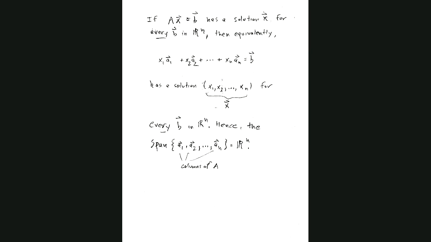So equivalently, since Ax equals B has a solution for every vector B in Rn space, then equivalently, the vector equation, this just means it's another way of writing A times X equals B. This is just the corresponding vector equation. How many recall that from chapter 1?